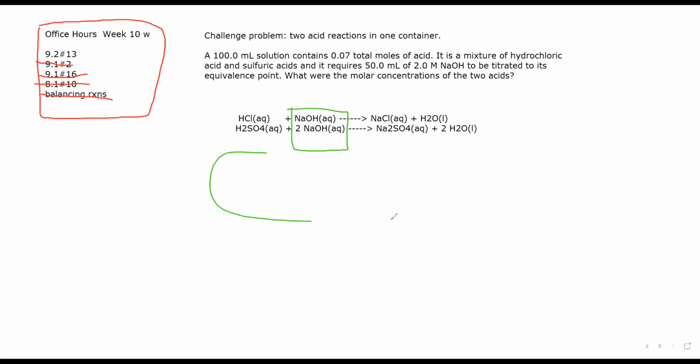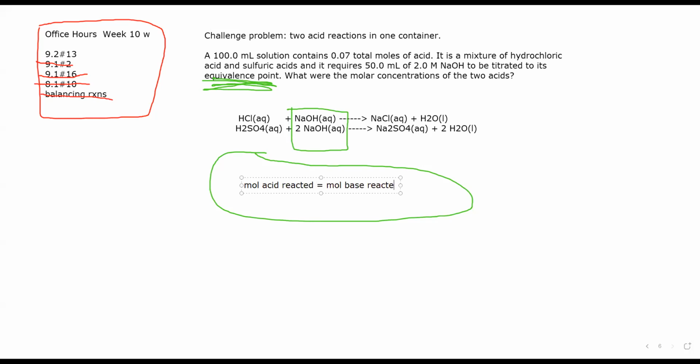So we're going to use that important concept that we used before, right? Because it says equivalence point, stoichiometry still works. So my moles of acid is going to be equal to my moles of base reacted times the mole ratio, right? The same concept still applies. But now I've got to be a little bit more careful here. So I'm going to have my moles of HCl times a 1-to-1 ratio plus my moles H2SO4 times a 1-to-2 ratio is equal to my moles NaOH. And the reason that works is, again, because we're specifying it's at the equivalence point. That's what lets me say those things are equal to each other.